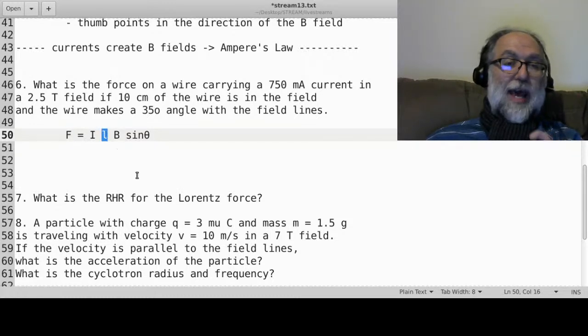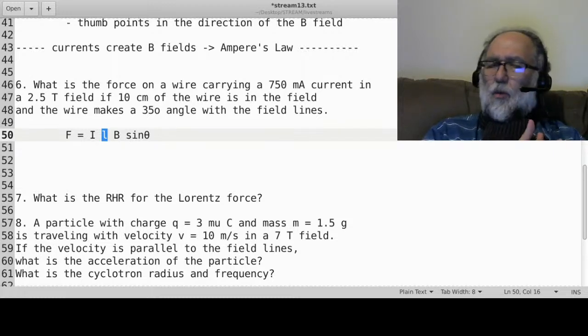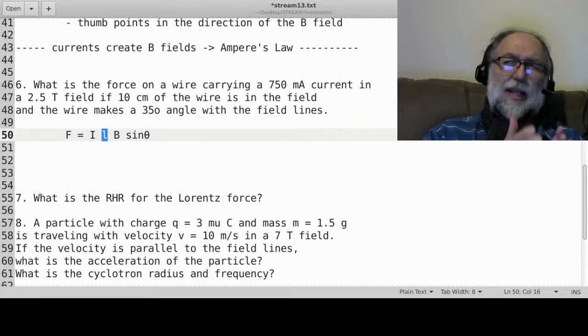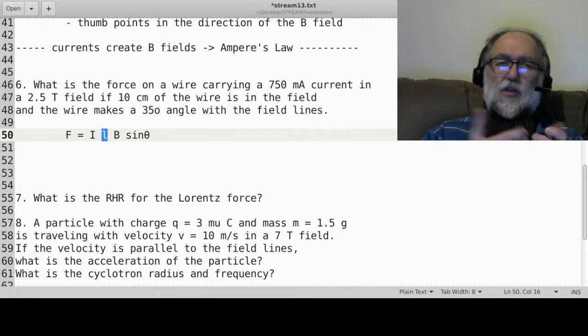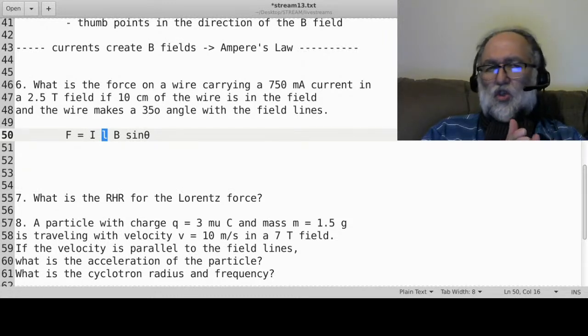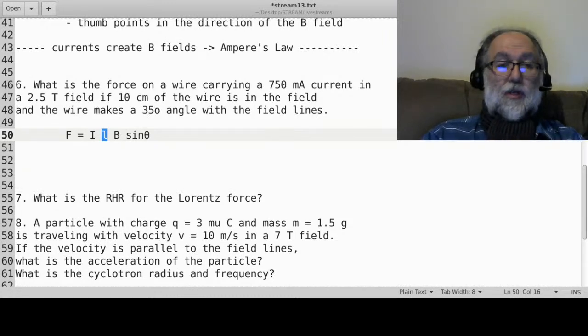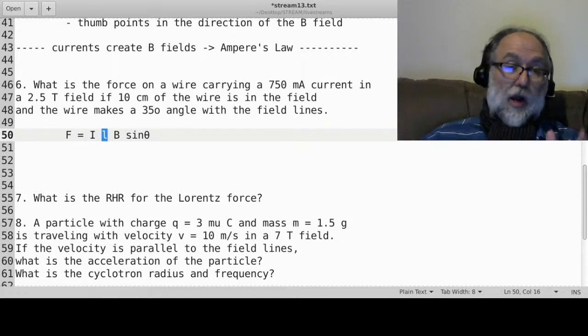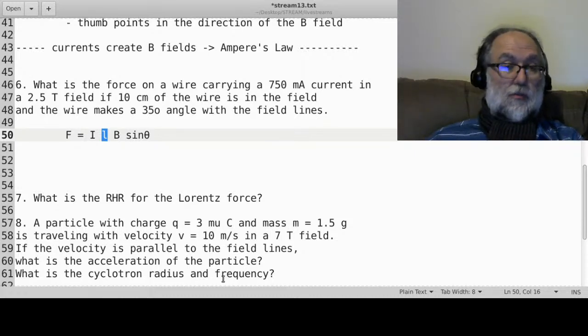But then there's this L. L is how much of the wire is in the B field. So if the B field only covers a little bit of the wire, then it's only going to exert a force over that little bit of the wire, and it kind of exerts a force per unit length. So if it's only a short length, it's only going to exert a small amount of force. If it's a large length, then it's going to exert more force.